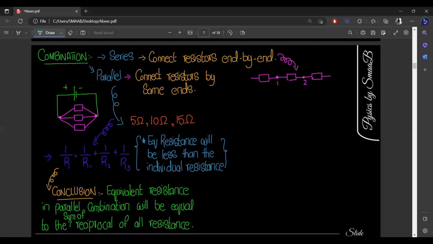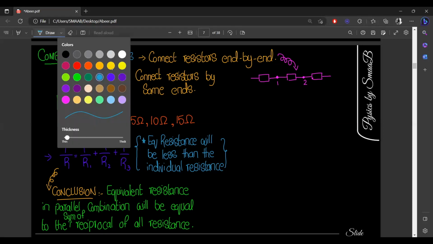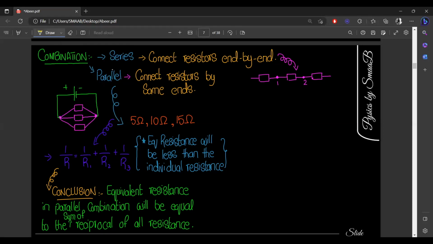So it must be less than 5 ohm if we are using these values, or if we are using some other values, the equivalent resistance will be less than the smallest value in your given data, right? Yes. Okay. So now the series combination, the second combination.